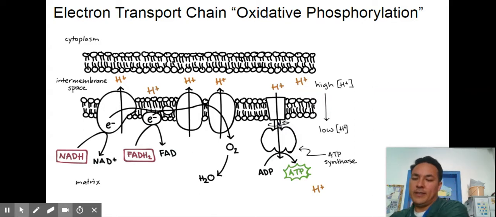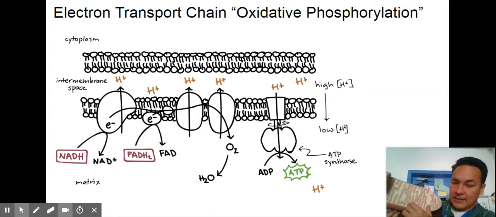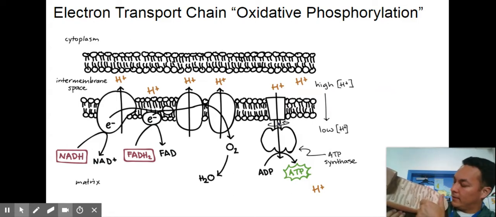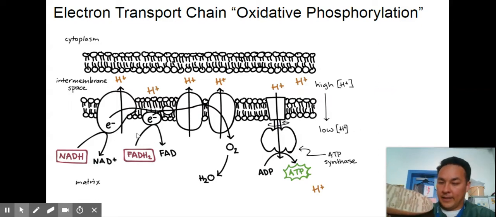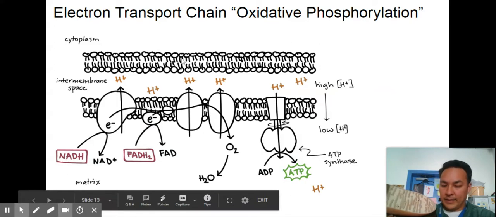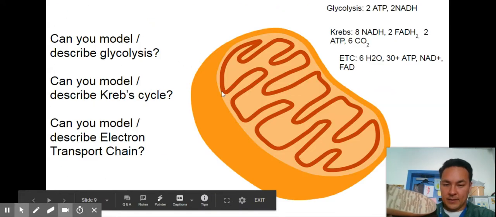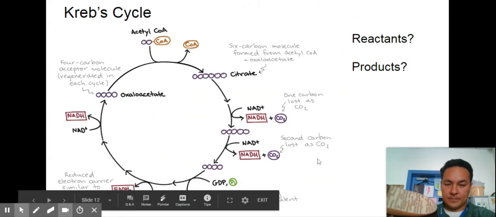Big picture. This on the inside is the matrix. We are now at the intermembrane space. Oh, I'm sorry, I guess the gray would be the matrix here. The intermembrane space is in between the very inside of the mitochondria and the outer membrane. Let me go back here. We're at this point, the intermembrane space.